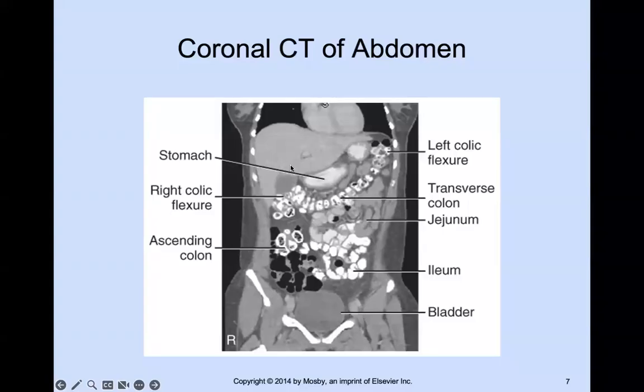As you can see here, I like this slide because it can really help you to identify the characteristics of the different parts of the small intestine. So this is a coronal CT of the abdomen. So the jejunum is in this area. The ileum is here. So you see the jejunum looks a lot smoother. The ileum kind of has a popcorn look to it in comparison to the jejunum.